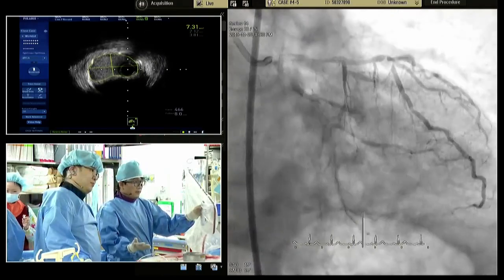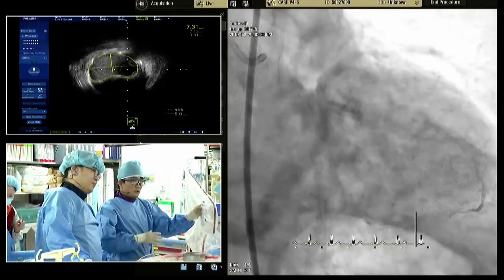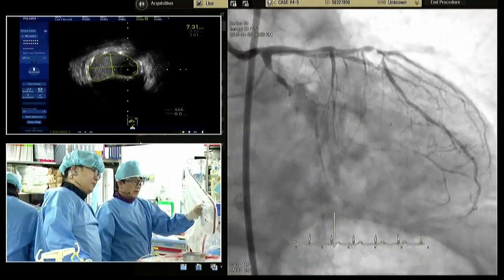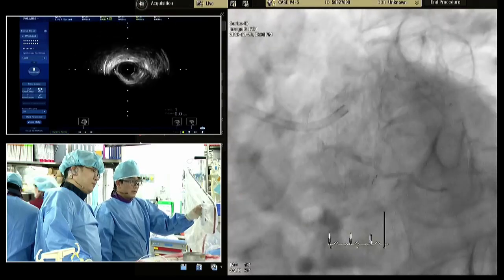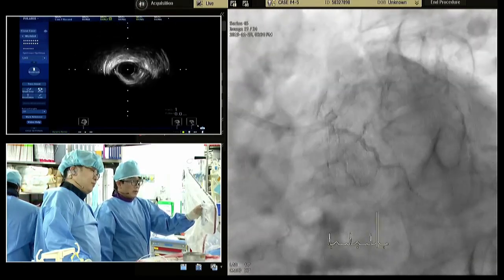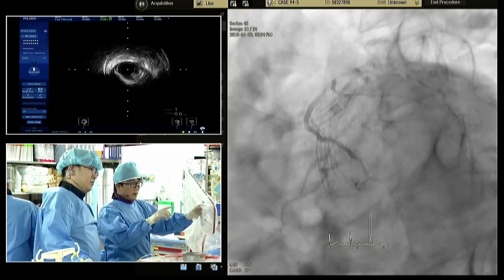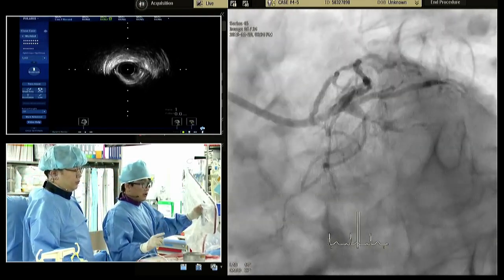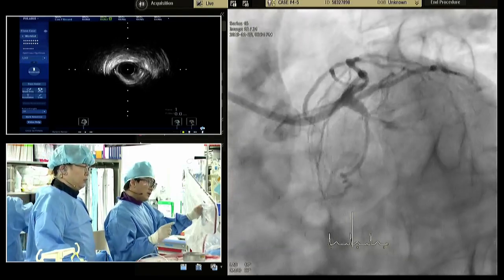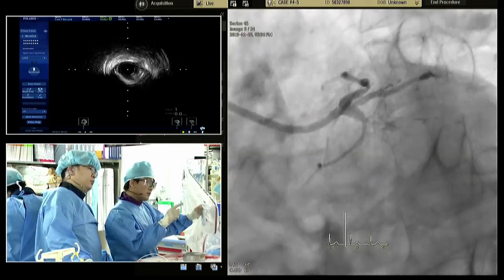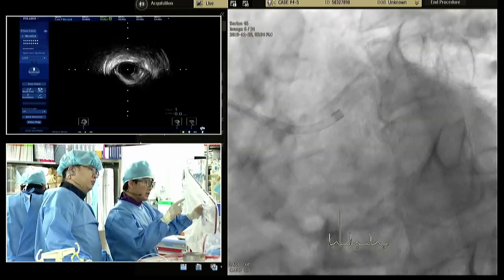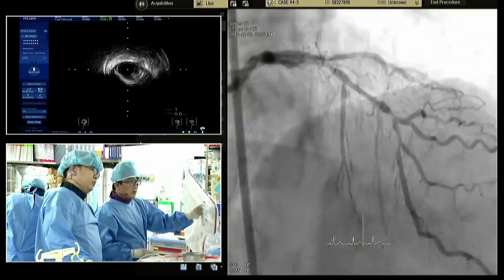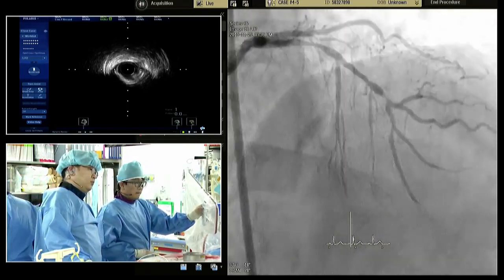We moved on to the left. Yes, we just started to treat the left side. This is the left one. The circumflex is occluded. We have a good ramus intermedius there, and I think there is a possibility of a proximal landing zone at the proximal LAD. And you can see a diffuse disease here.